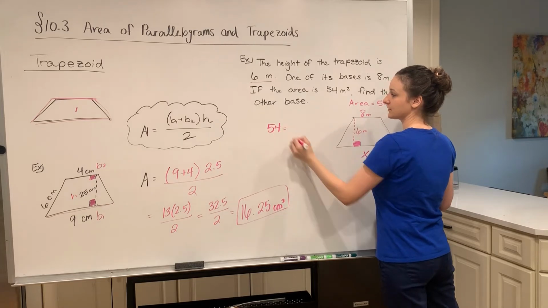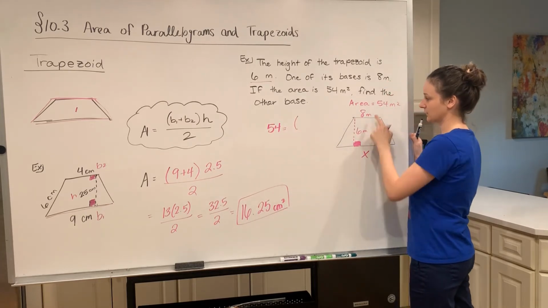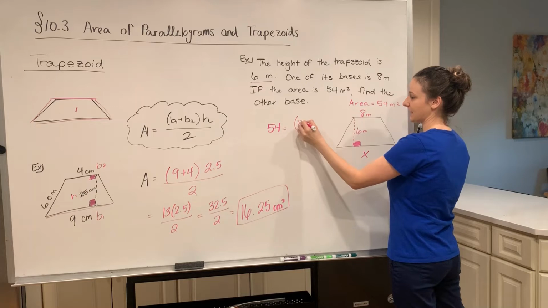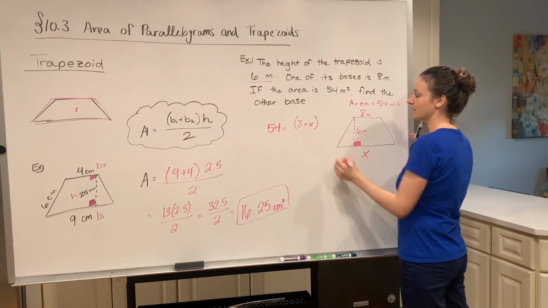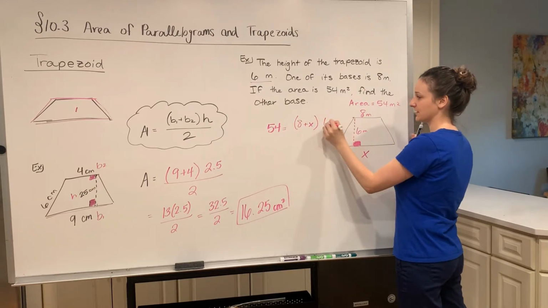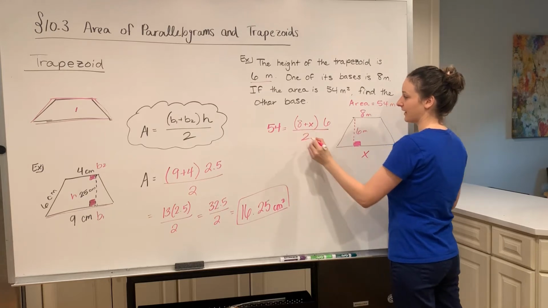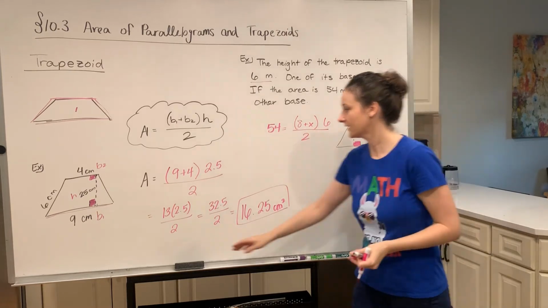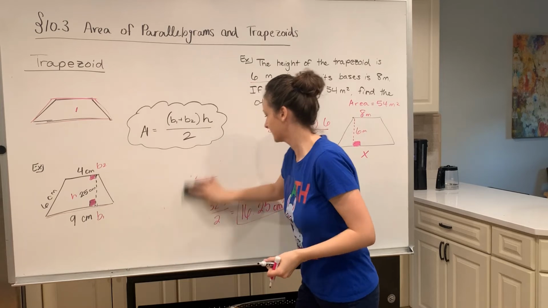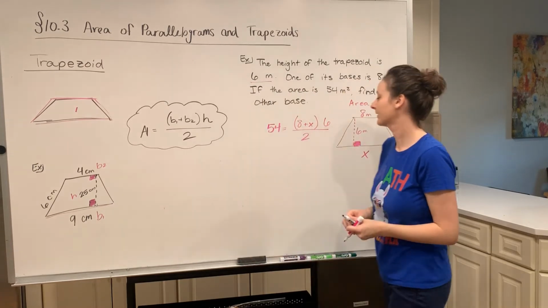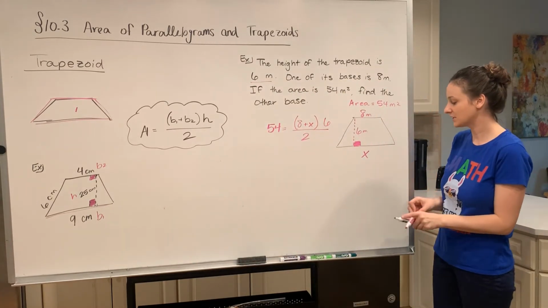54 is equal to my bases. So I have one base is 8 and the other one is x. 8 plus x multiplied by my height, which is 6. And then I will divide by 2. Now I have an equation that I need to solve.